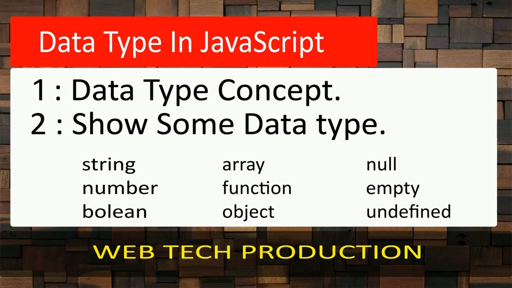In this part of the JavaScript tutorial, I will talk about data types in JavaScript. Dear friends, during this video, first I will explain the data type concept in JavaScript. Second, I will explain and also practically show you different data types like string, number, boolean, array, function, object, undefined, empty, and null.